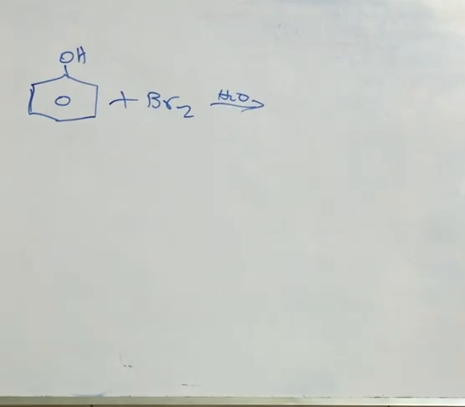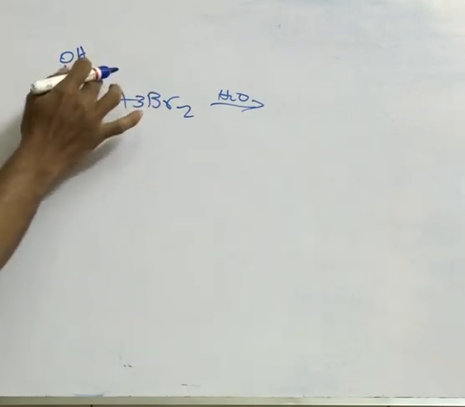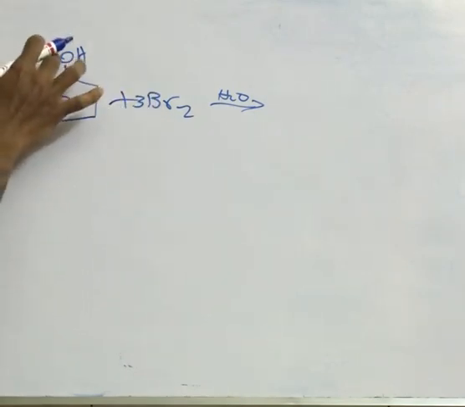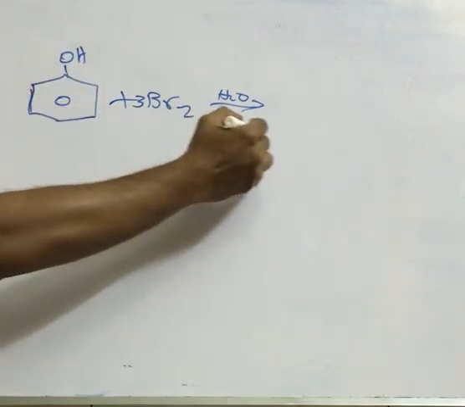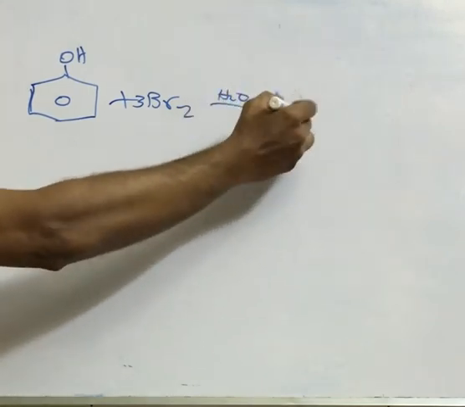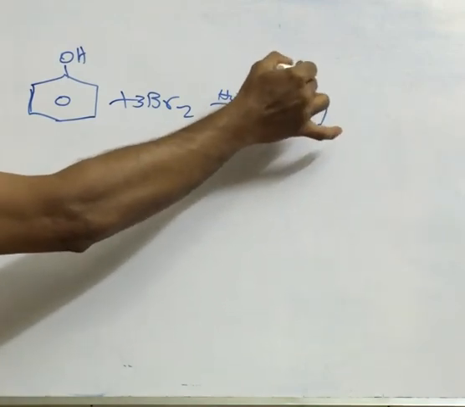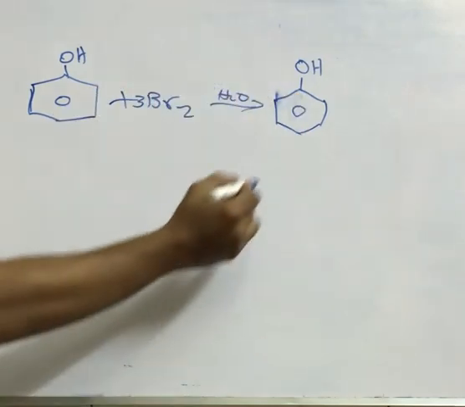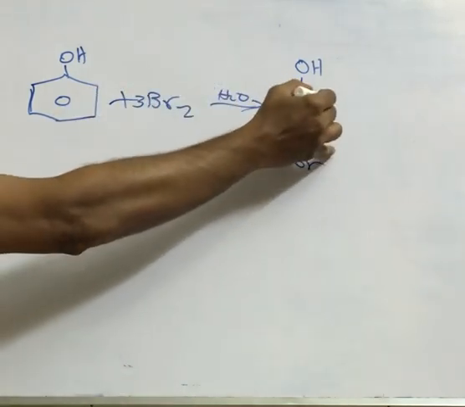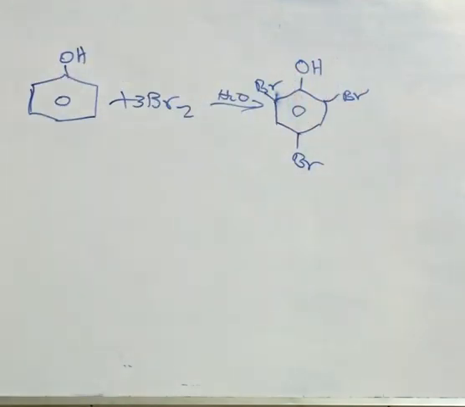what will happen? It is an electrophilic substitution, but the substitution happens completely. That is, three bromines come and sit at the ortho and para positions, because OH is an ortho-para directing group. That means OH sends the incoming electrophiles to ortho and para. You will already know this if you write the resonance forms. So this is the para position, and this is one ortho and this is another one. So 2,4,6-tribromophenol is the product we can get from this particular reaction.